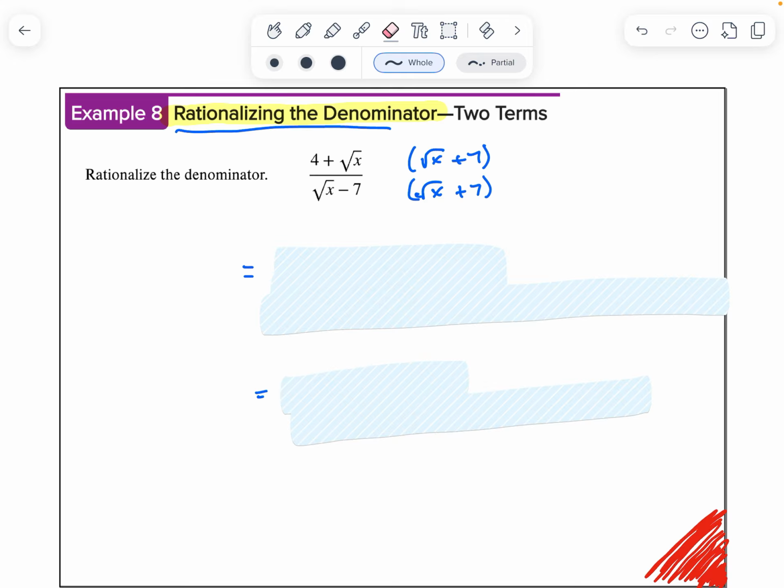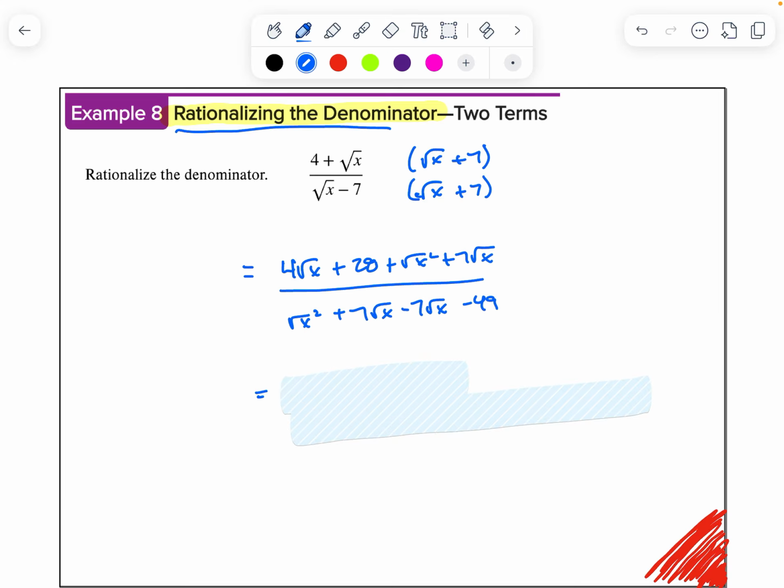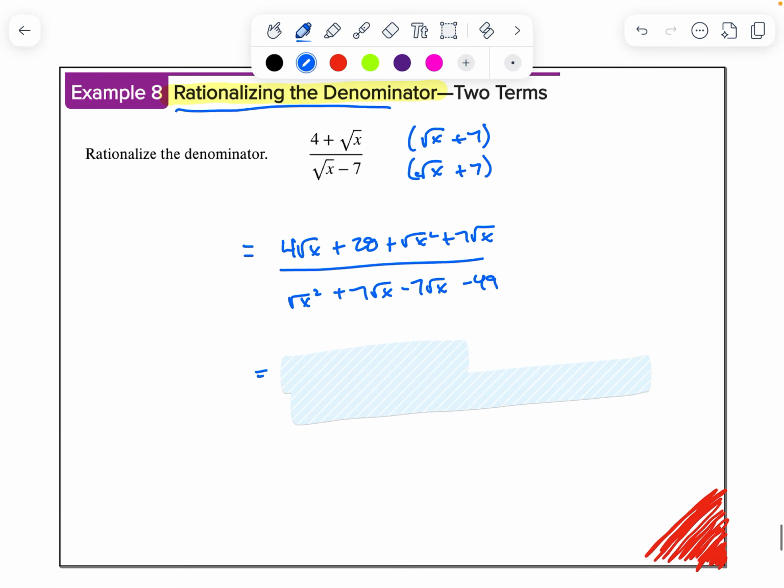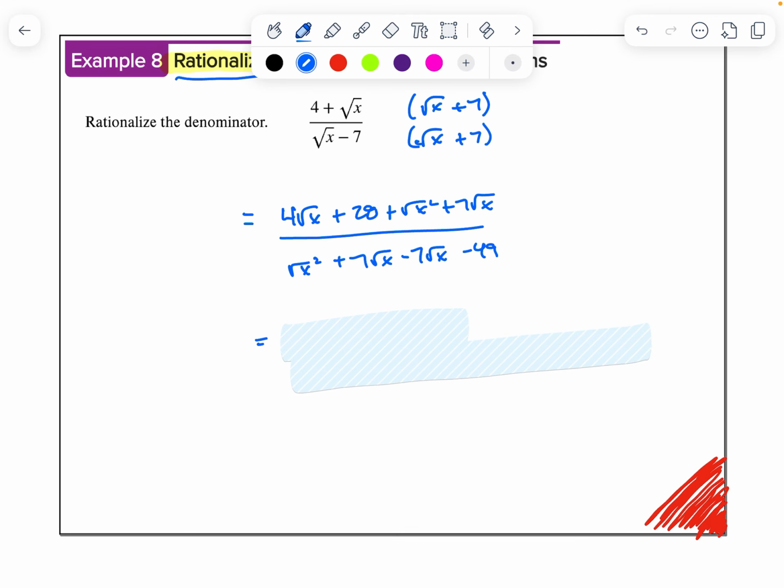This is what happens when you distribute. You just have to distribute top and bottom this time. That's why this one's so difficult. I'm seeing a lot of like terms here. That is the same as that. The square root of x squared is the same thing as just x.